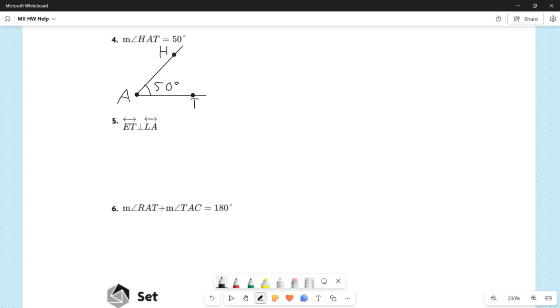And I believe that should be sufficient. We could add arrows here if we want to. It's not strictly necessary. But that is a 50-degree angle, HAT. I think we're good to go.